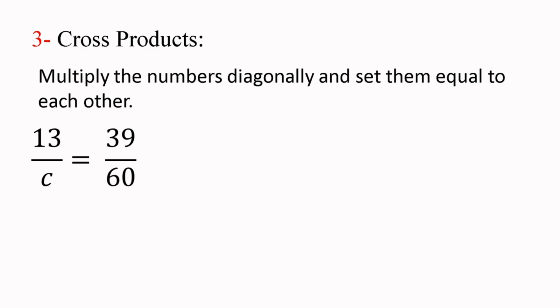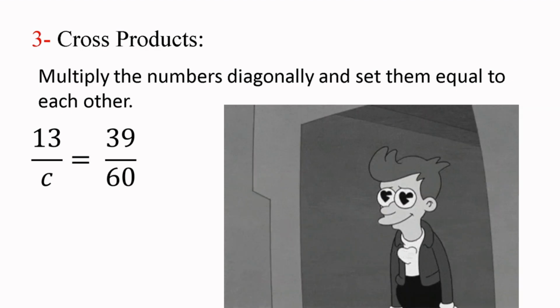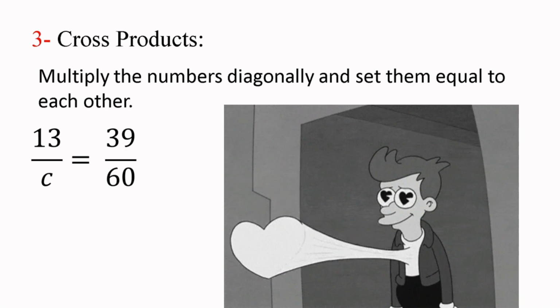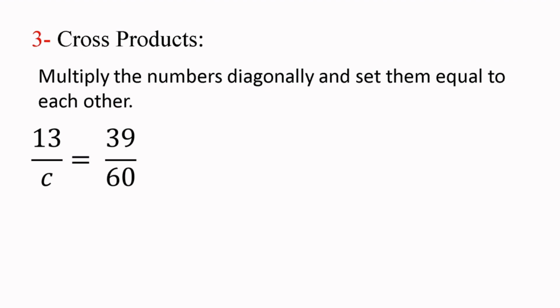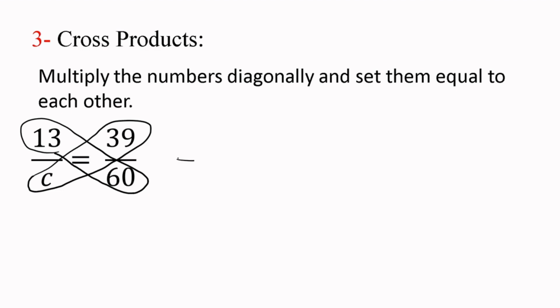The third method is the method that I love the most. We can multiply the numbers diagonally and set them equal to each other. What does it mean? Look, here I have the first numerator, and here I have the second denominator. Multiplying diagonally means I can multiply these two numbers to each other and these two numbers to each other and set them equal.